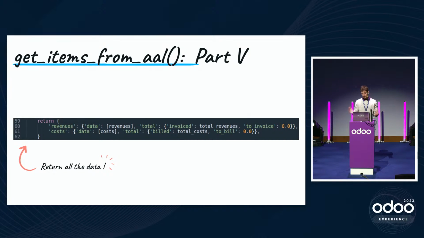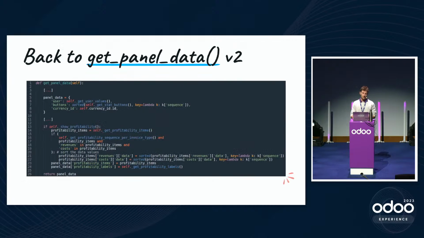Finally, if everything has worked properly, which it should, we return all the data. We again have the revenues and cost dictionary, and now, as you can see, the data is filled with the revenues and the costs. Now let's go back to the get panel data. Now that we have the profitability items in line 14, we can move on.